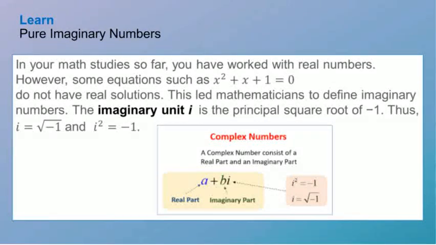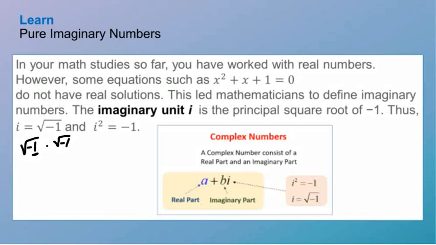Thus, i is equivalent to the square root of -1, and i squared is equal to -1. Why would that equal -1? Because if I have the square root of -1 times the square root of -1, when I multiply a radical by itself, it becomes the radicand. So that would be -1.